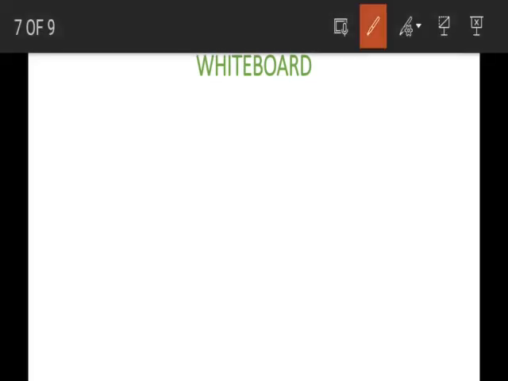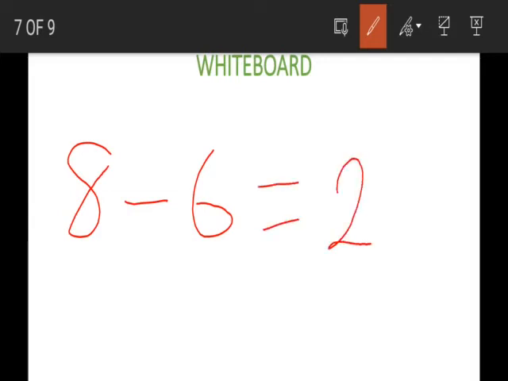Let's go to our board. We have it as 8 minus 6. That is the 2 numbers at the top. And 8 minus 6 gives us 2. That's how the 2 was gotten.